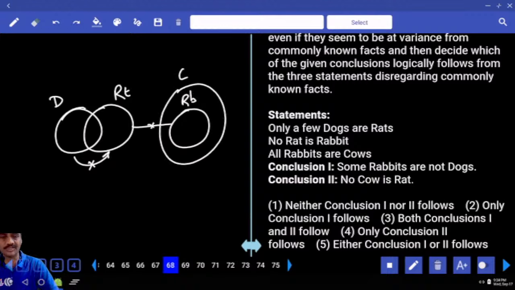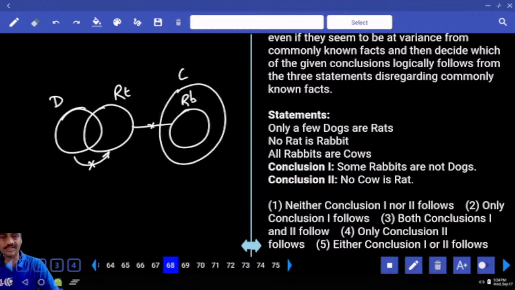Or else, forget about this diagram. Consider only the red color one. What is the complementary? All rabbits are dogs. This entire rabbit is a part of dog. I have written dog like this. Dog and rat will be like this. Possible or not possible? Entire dog cannot be part of rat. Only some part of dog is rat but not all. Hence the alternate diagram is true.